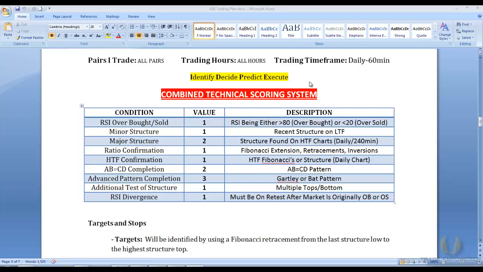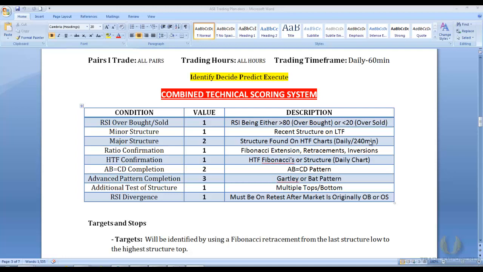Or we need a minor structure level on my lower time frame, so the current time frame that I'm looking at. If so, I give myself another point. Next is major structure. Is there a major structure level found on a higher time frame? So on this chart, I have daily slash 4 hour, and this is taken from one of my older trading plans when I used to trade the 60-minute chart. So I would bounce up one time frame higher to see if there's a structural level there.